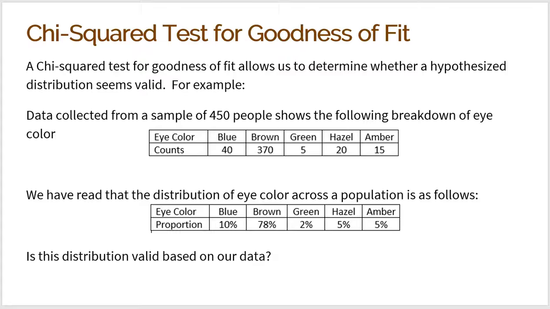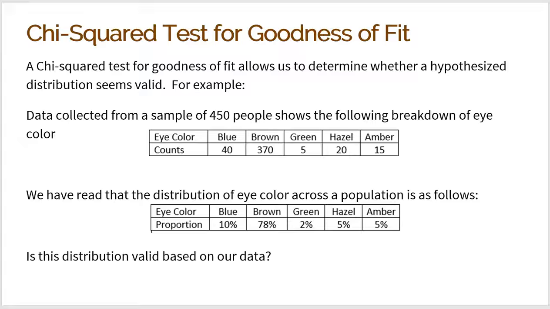So we see this distribution, but we also read, maybe on the internet or in some kind of magazine, that the distribution across the entire population of the human race follows this, right? 10% blue, 78% brown, 2% green, 5% hazel, 5% amber. So the question is, is this distribution valid, right?